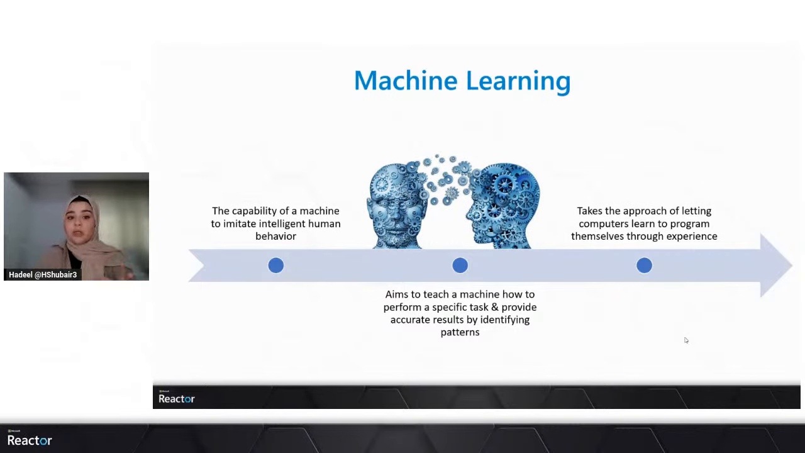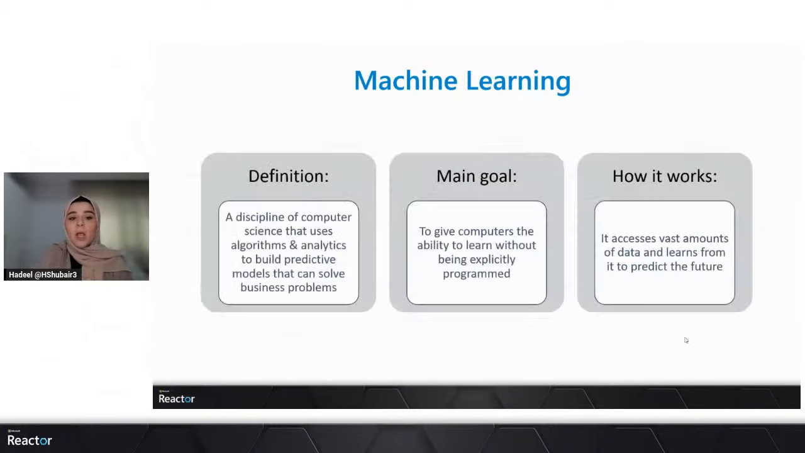And with machine learning, the main aim is to teach the machine how to perform a specific task. It could be a simple task, it could be a huge task, such as natural language processing, or speech recognition, or image recognition, or even pattern detection, for example, and providing accurate results by identifying the patterns that you have. So machine learning learns by discovering the hidden patterns from the data that you feed it. Now, the main goal is to give computers the ability to learn without being explicitly programmed. So as I mentioned, it learns on its own.